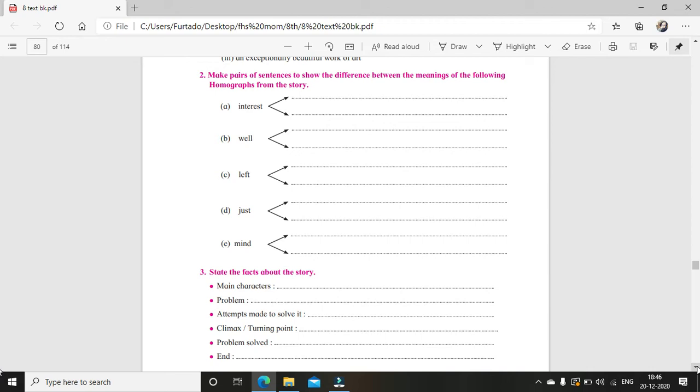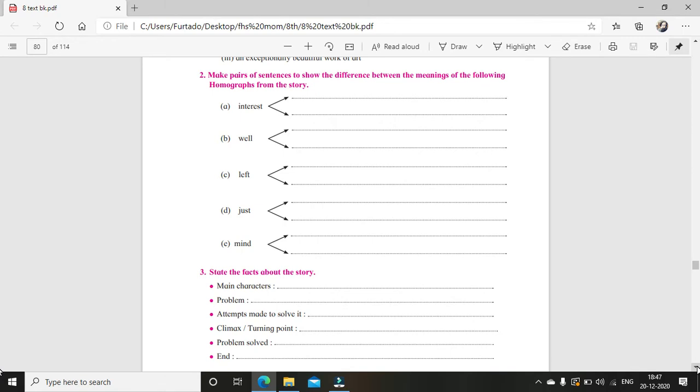Then mind: do you mind if I borrow your pen? Or think with your own mind. Clear? So that is how you are going to make the different sentences with the different meanings. I've given you the meanings also. Form your own sentences according to this.